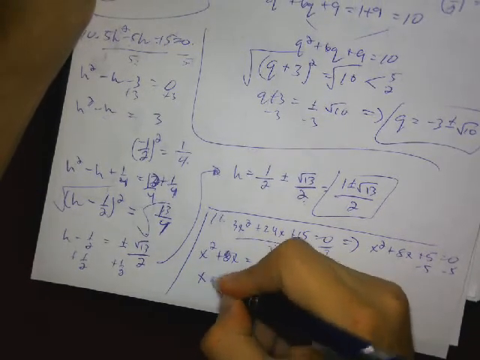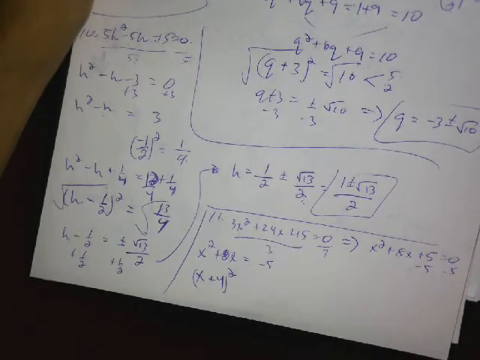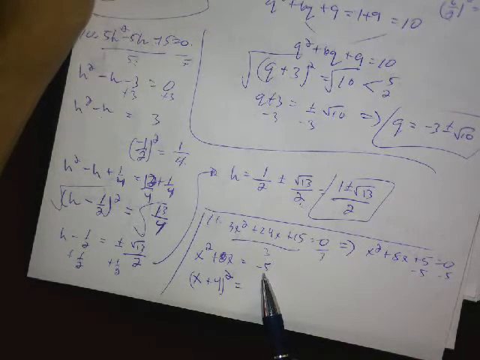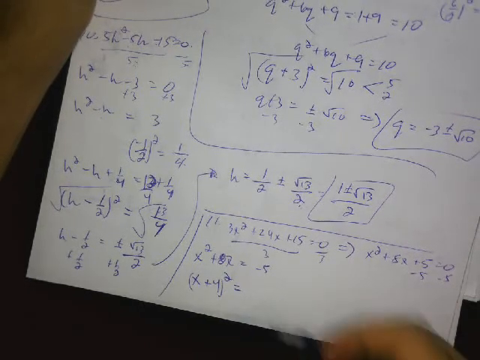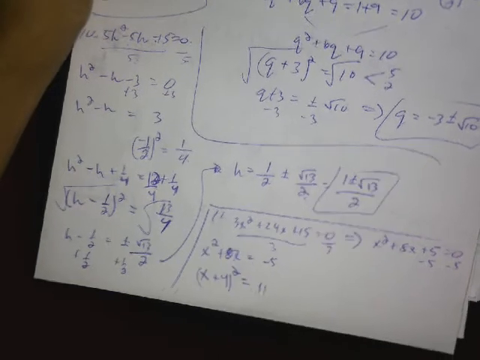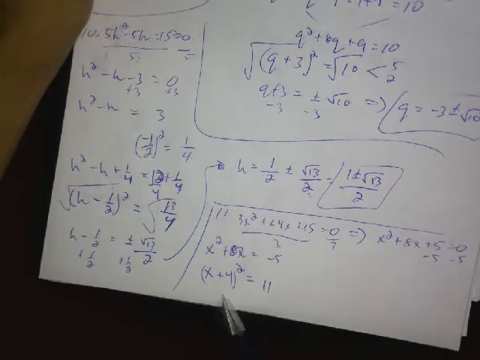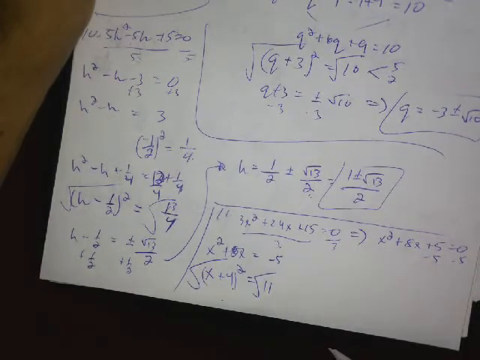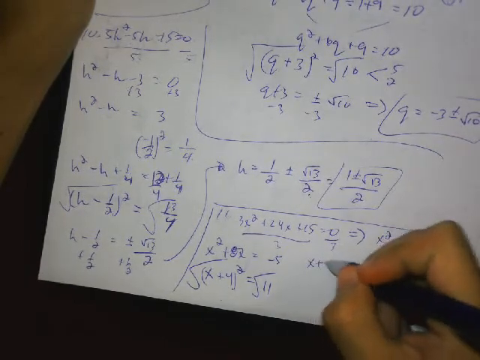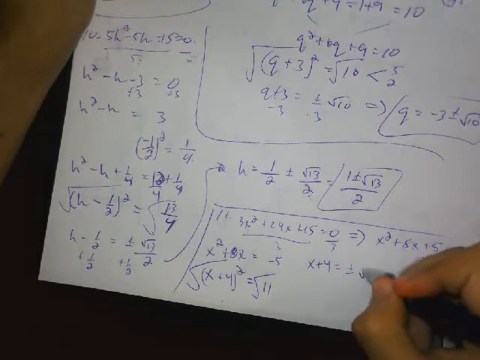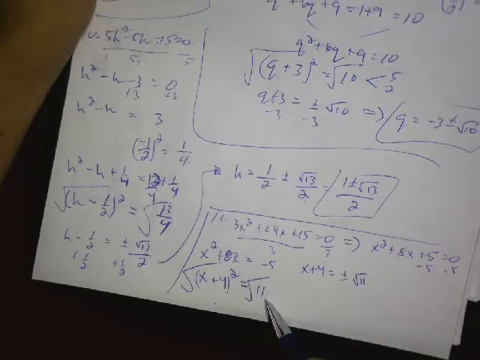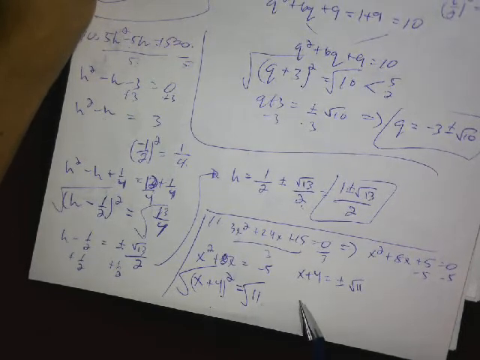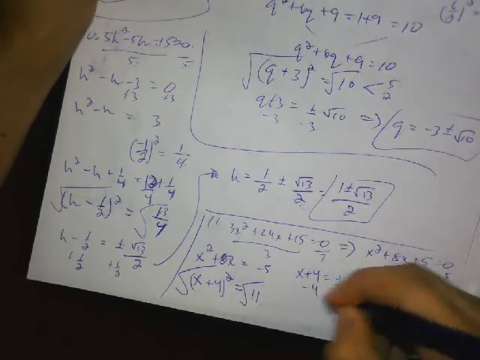Take the square root of both sides, and we get x plus 4 is equal to plus or minus the square root of 11. The 11 is actually a prime number, so it doesn't factor out into anything. Subtract 4 from both sides. x is equal to negative 4 plus or minus the square root of 11. That one was easier. Cool. Alright, let's keep going. Number 12.